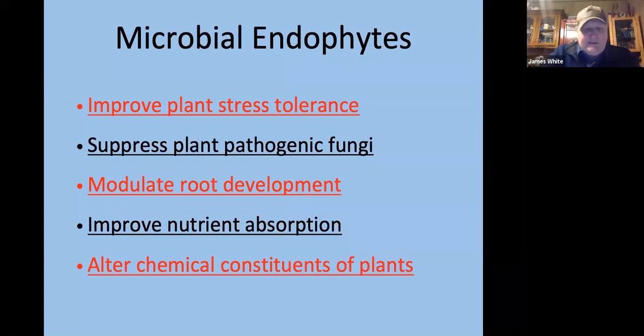And finally, the endophytes, the endophytic microbes in plants, or certain ones at least, will cause plants to develop different chemicals internally. And I'll show you an experiment where we used microbes to increase the production of carotenoids or carotene in carrots. With the microbes, you'll see the carotene. Without, you'll see less carotene.